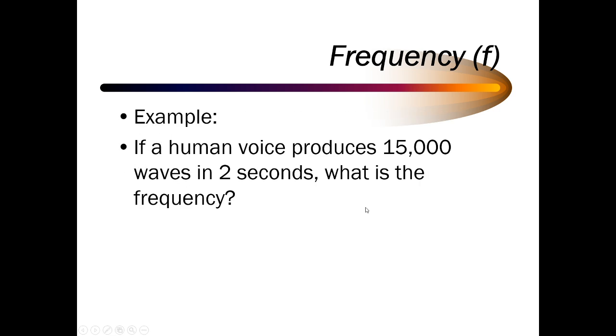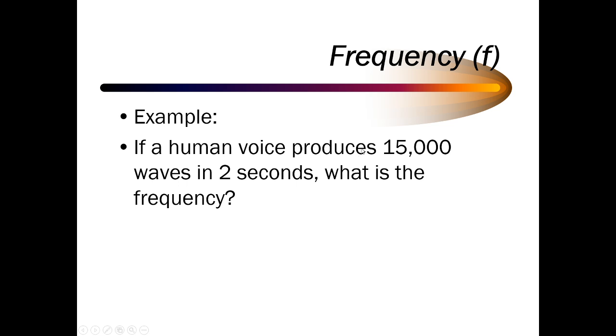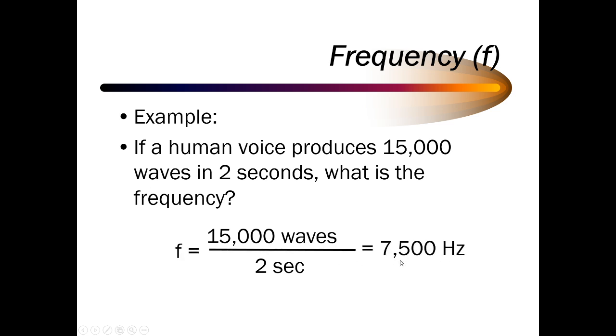So here is an example problem. Let's try to do this together. If a human voice produces 15,000 waves in 2 seconds, what is the frequency? So let's go back here and take a look at this formula. Number of waves divided by the number of seconds. You would just calculate that, 15,000 waves in 2 seconds. If you were to pull out a calculator, the answer you get would be 7,500 hertz. So f with 15,000 waves up here over 2 seconds, 7,500 hertz. So that's a great example of how you would find the frequency of a wave.